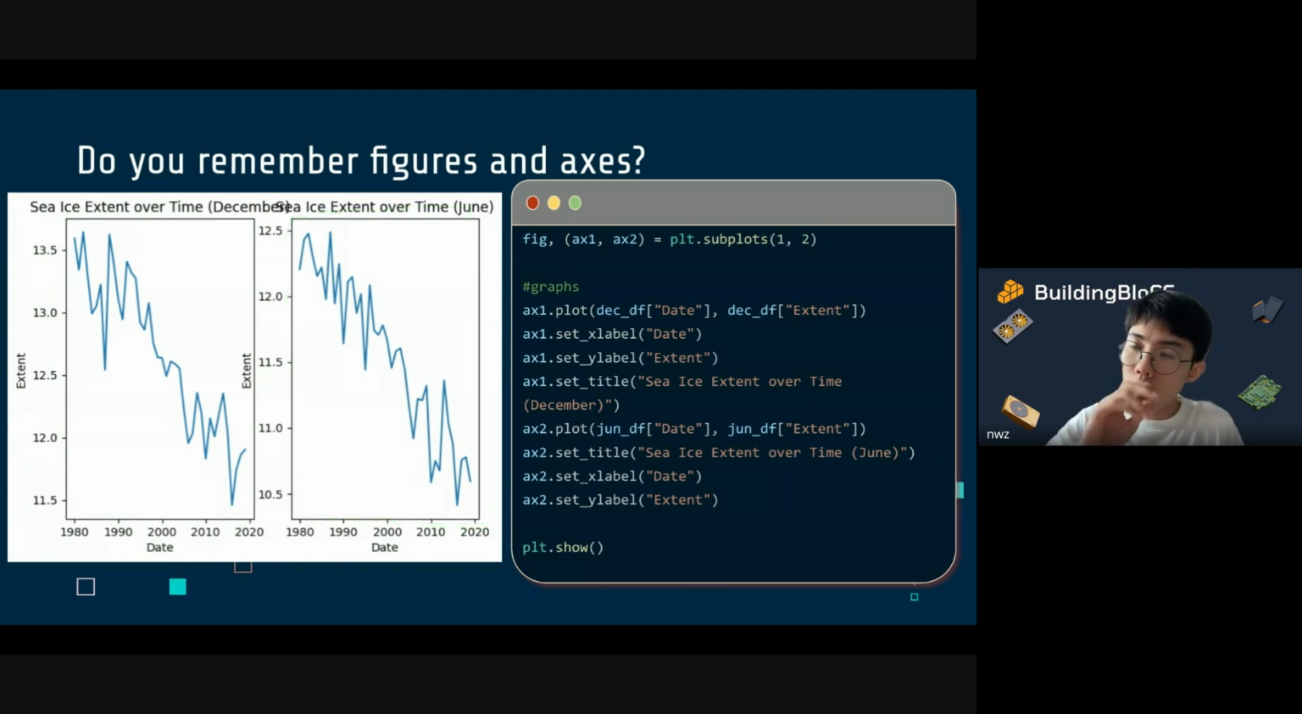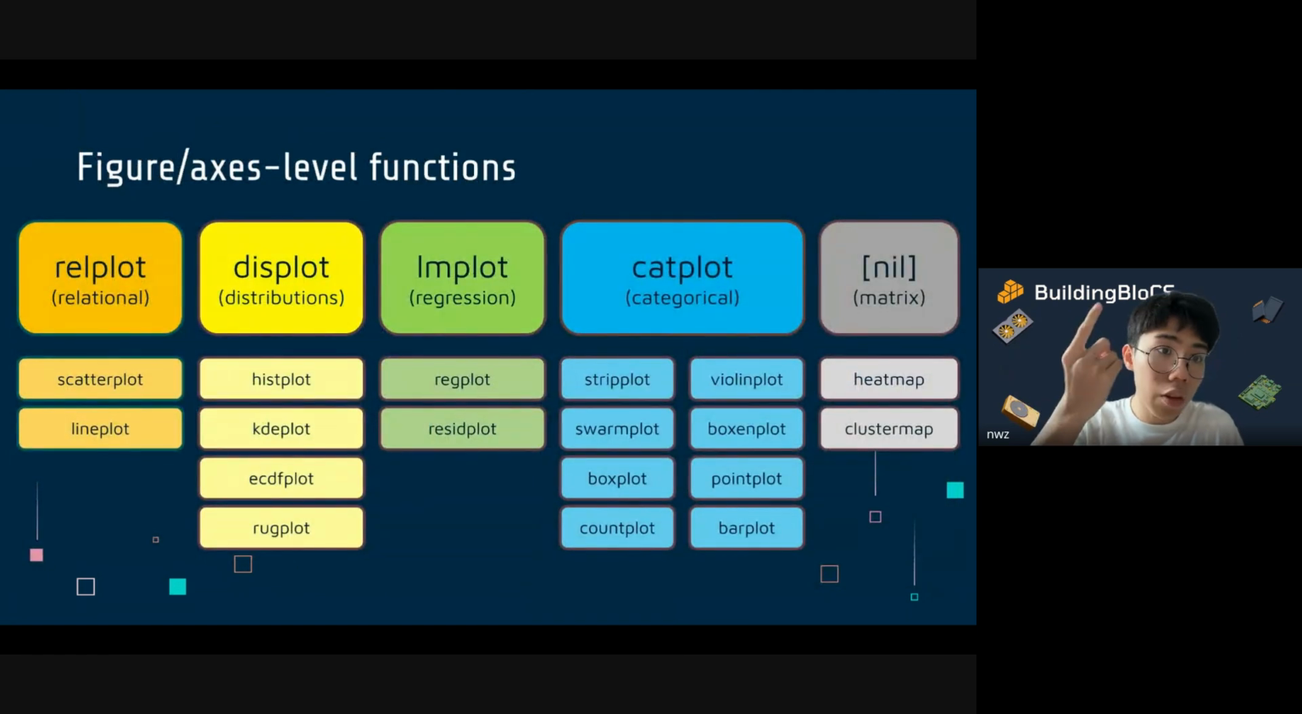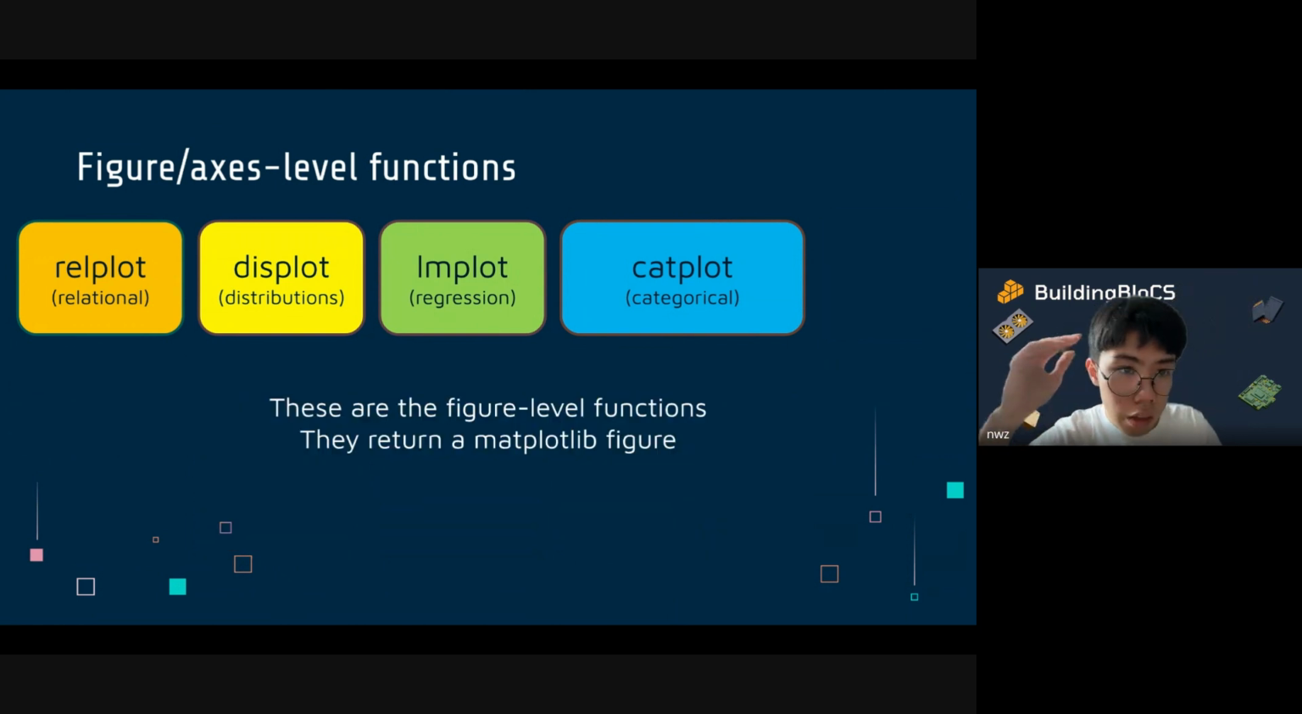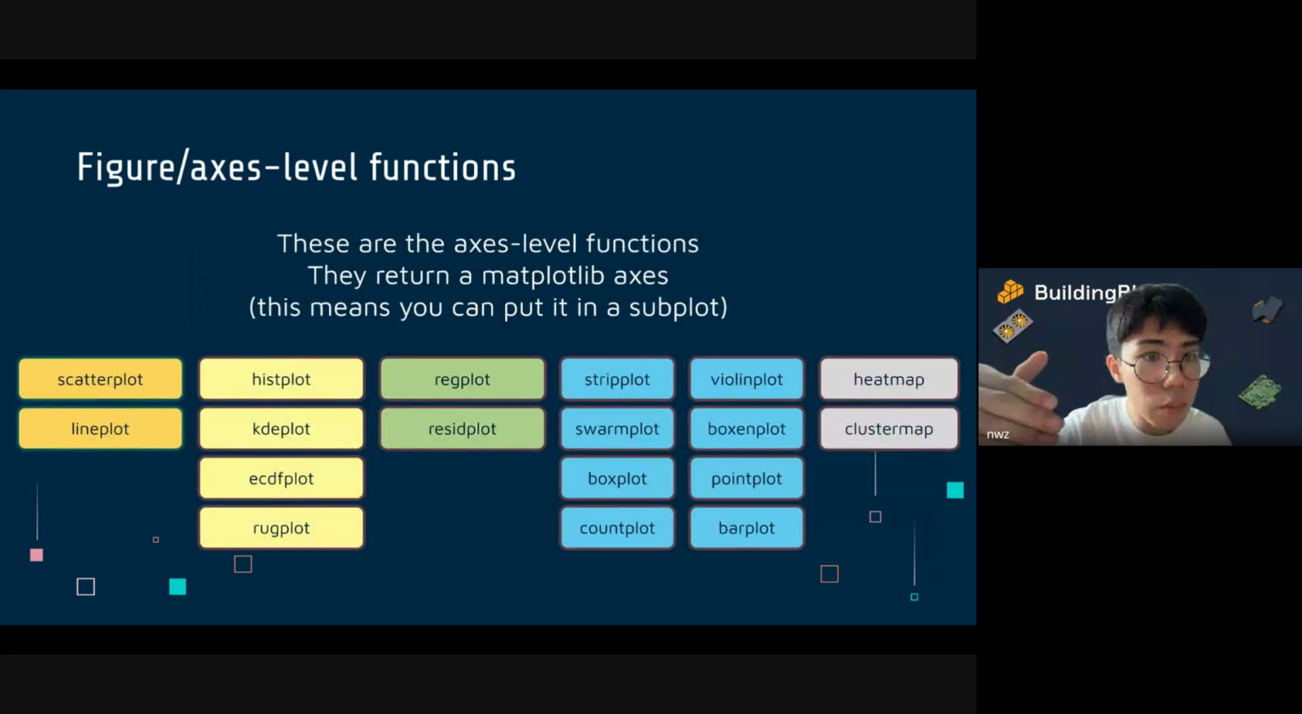And when you're dealing with Seaborn, you have 2 different types of functions. There's the figure level functions and the axis level functions. These functions at the top, they return a Matplotlib figure, whereas these functions on the bottom, they return you a Matplotlib axis, which means that you can put it inside a subplot.